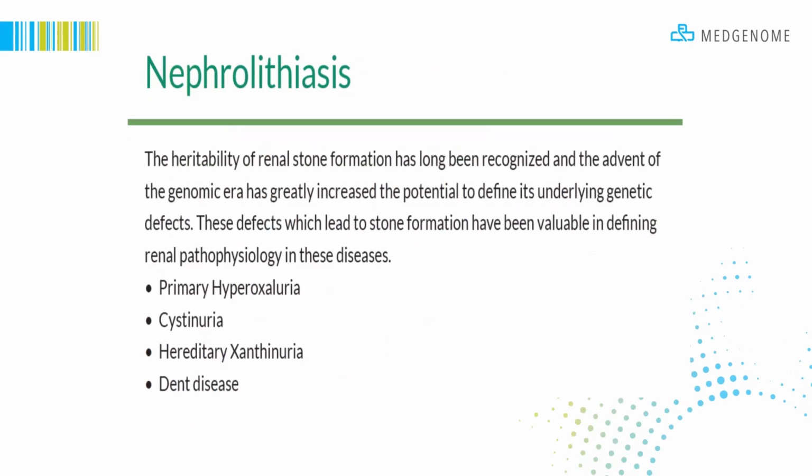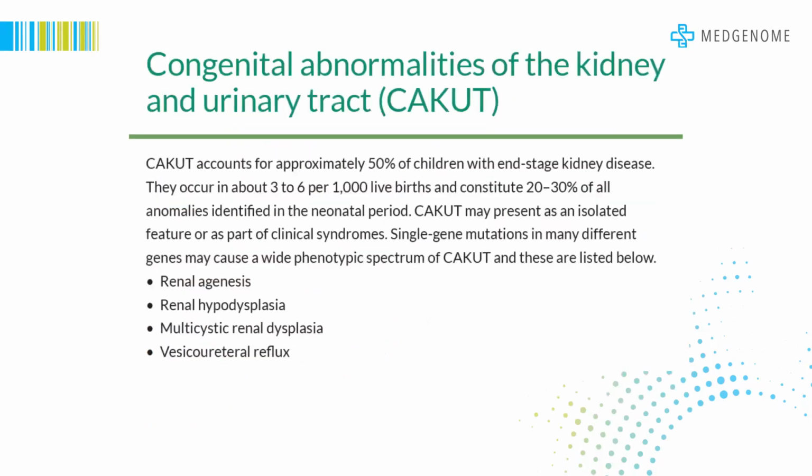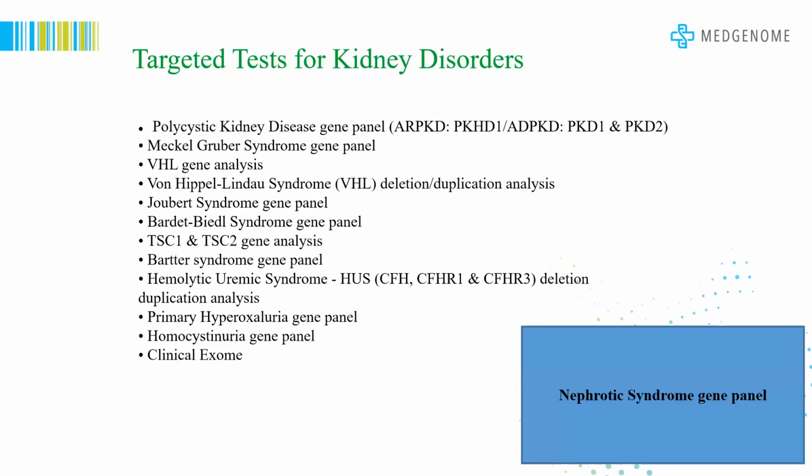Nephrolithiasis includes primary hyperoxaluria, cystinuria, hereditary xanthinuria, and Dent disease. CAKUT, congenital abnormalities of the kidney and urinary tract, covers conditions such as renal agenesis, renal hypodysplasia, multicystic renal dysplasia, and vesicoureteral reflux. All these conditions have a genetic background.